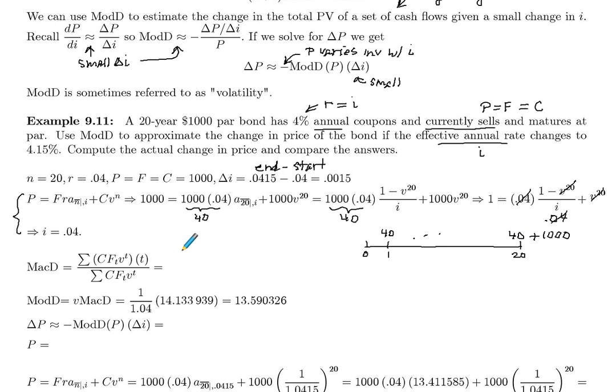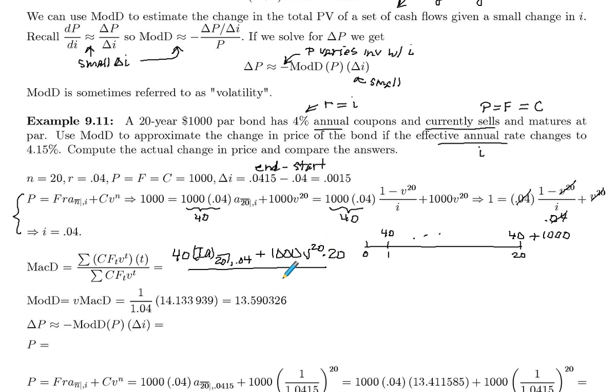So we're actually going to get the 40 we can factor out, and then we get the increasing annuity for 20 periods, and it's going to be at a rate of 0.04. And then we're going to add on the present value of that $1,000 cash flow, 1,000v to the 20th, and then multiply by the duration of that cash flow, 20.